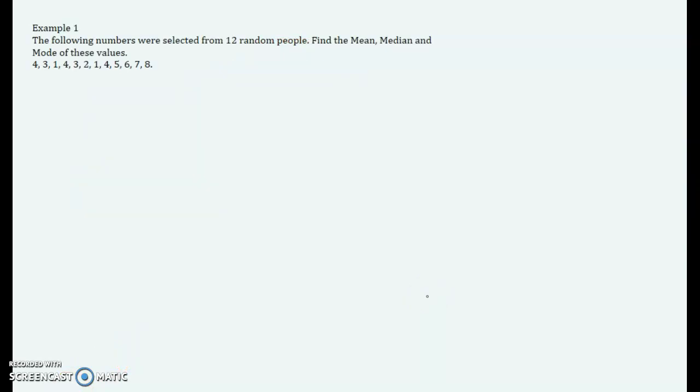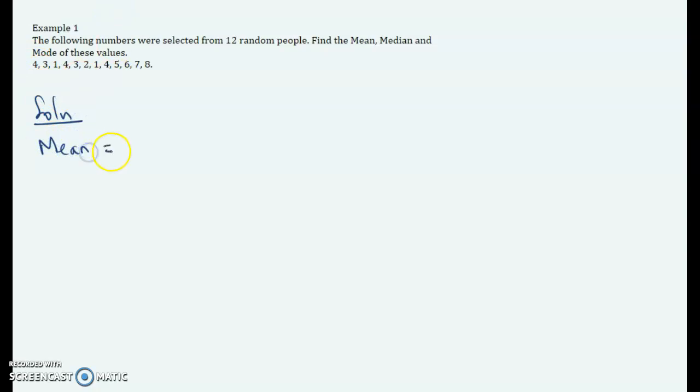Example 1. It says the following numbers were selected from 12 random people. Find the mean, median, and mode of these values. So these are the numbers here. So this is what I say is ungrouped data, right? The reason why is because the numbers are just listed here. They're not telling us in a table, well, 4 is there 5 times, 8 is there 6 times, and so on. They're not giving us that. If it was given like that, then it would be called grouped data. So because this is ungrouped data, this is how I would proceed.